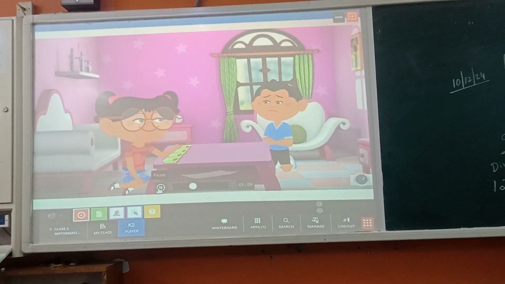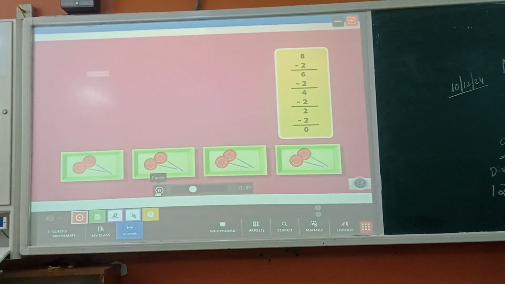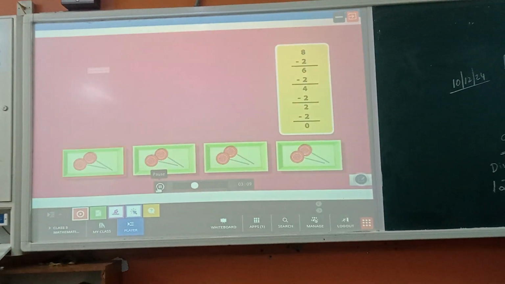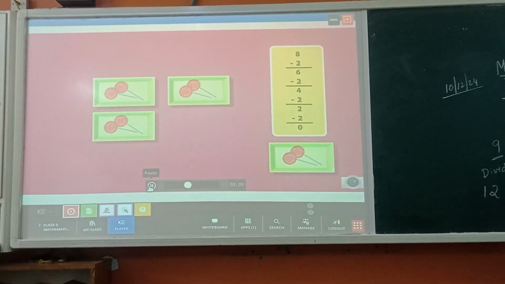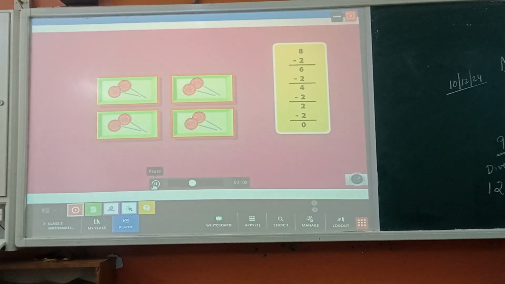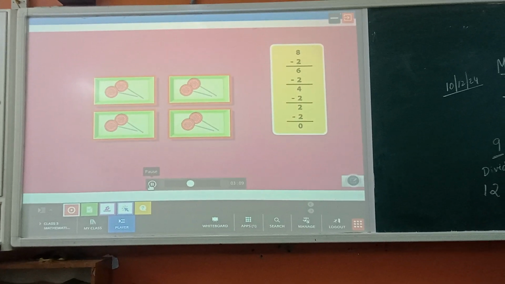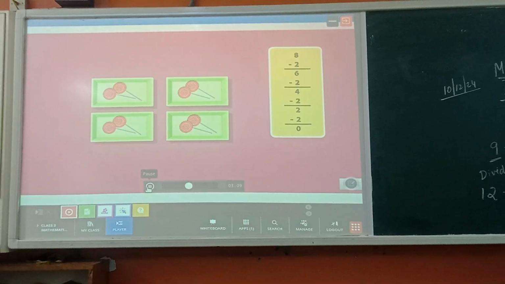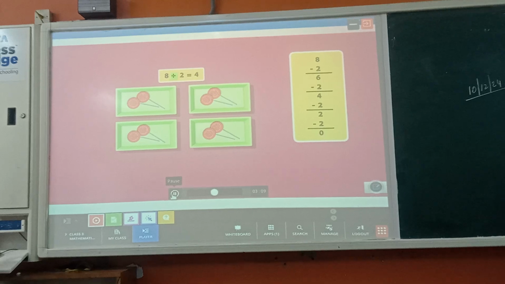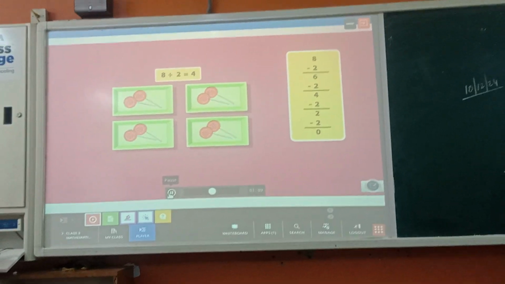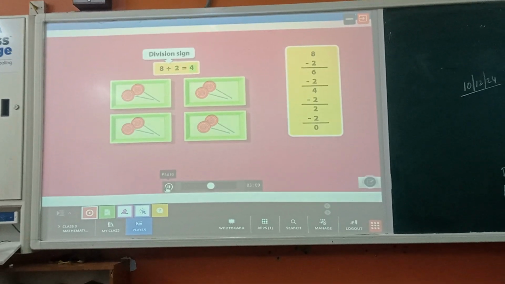What do you see now? Well, there are no candies left on the table. Exactly. What I did here was to divide the 8 candies equally in groups of 2. By doing this, I got 4 equal groups. So, I have to use 4 boxes. This means that 8 divided by 2 is 4. What is this sign? That is the division sign. This is how we write 8 divided by 2 is 4.